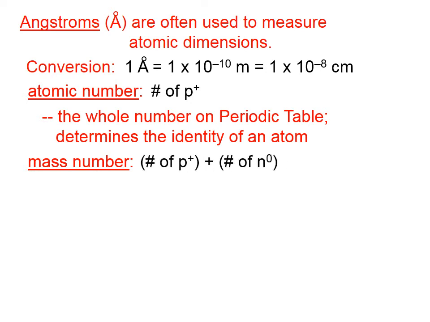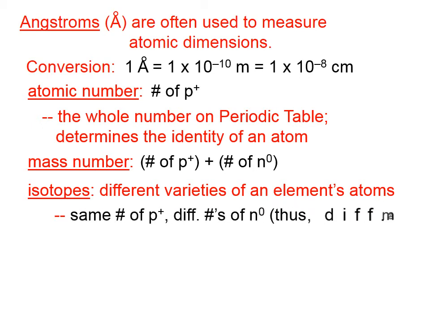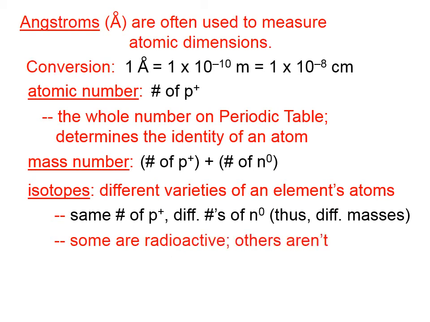The mass number is the sum of the protons plus the neutrons. So the mass number for an atom is how many protons it has plus how many neutrons it has. We don't add the electrons in to the mass number because electrons don't hardly have any mass. And we simply take protons plus neutrons because a proton weighs the same, roughly, as a neutron, 1 atomic mass unit each. Isotopes are different varieties of an element's atoms. They have the same number of protons, but different numbers of neutrons. And for that reason, they of course have different masses.